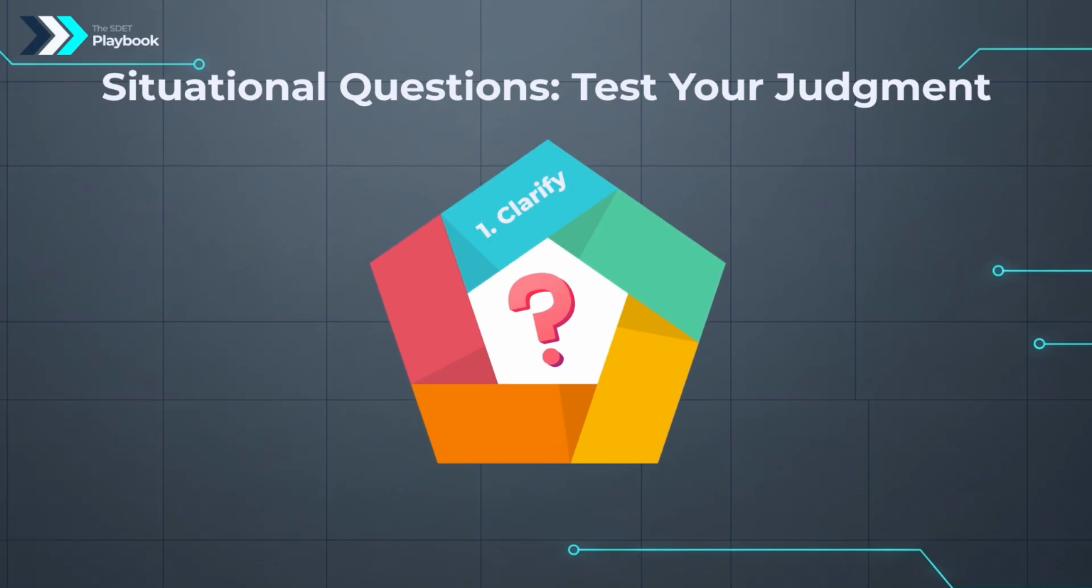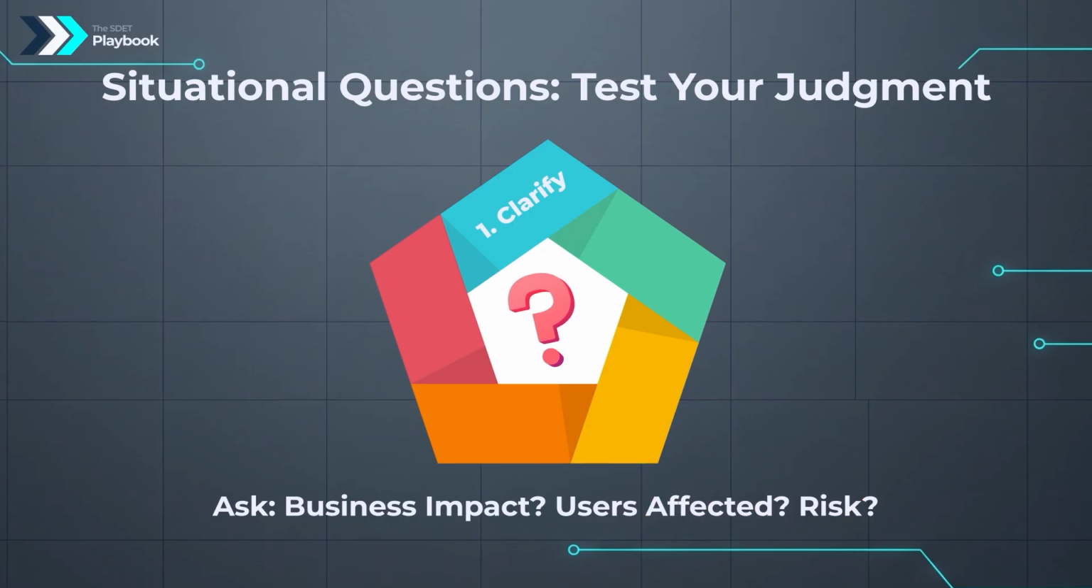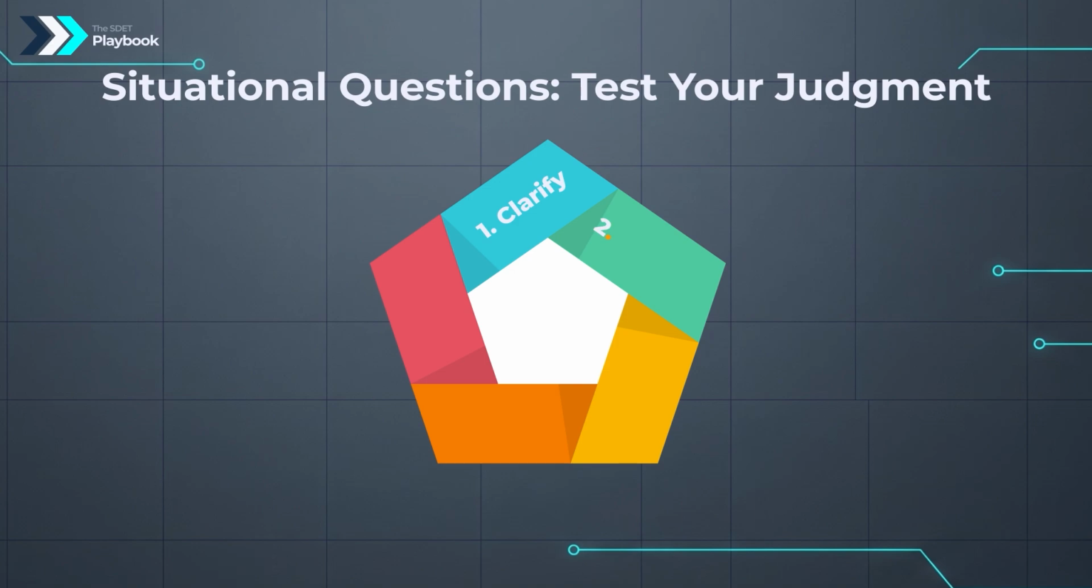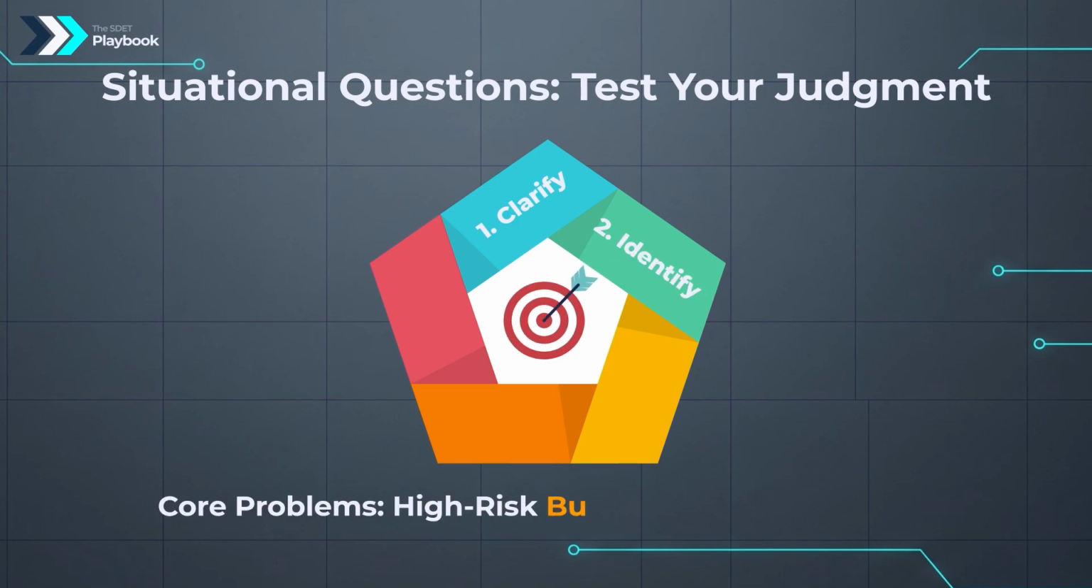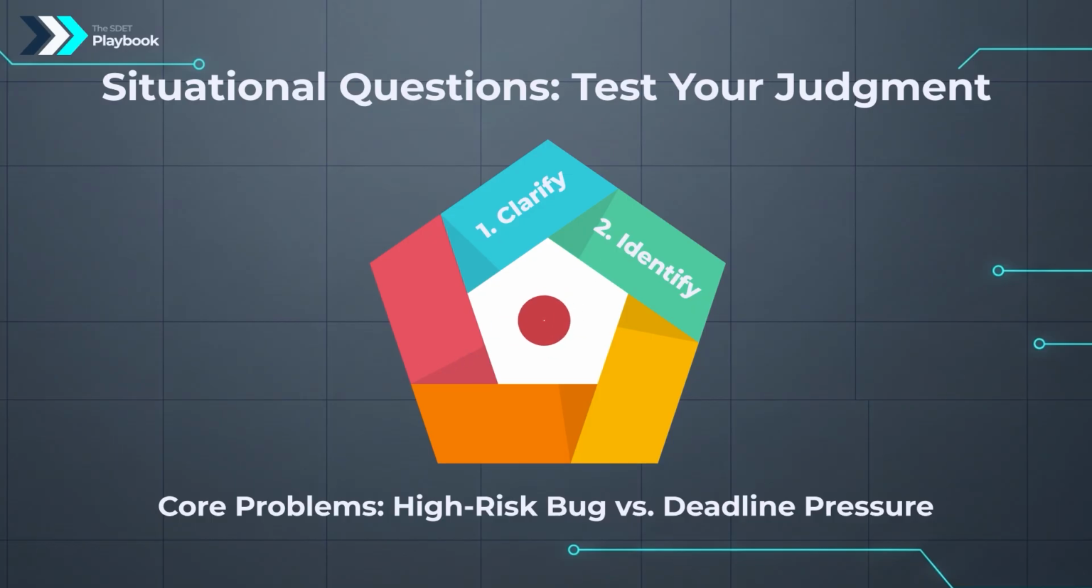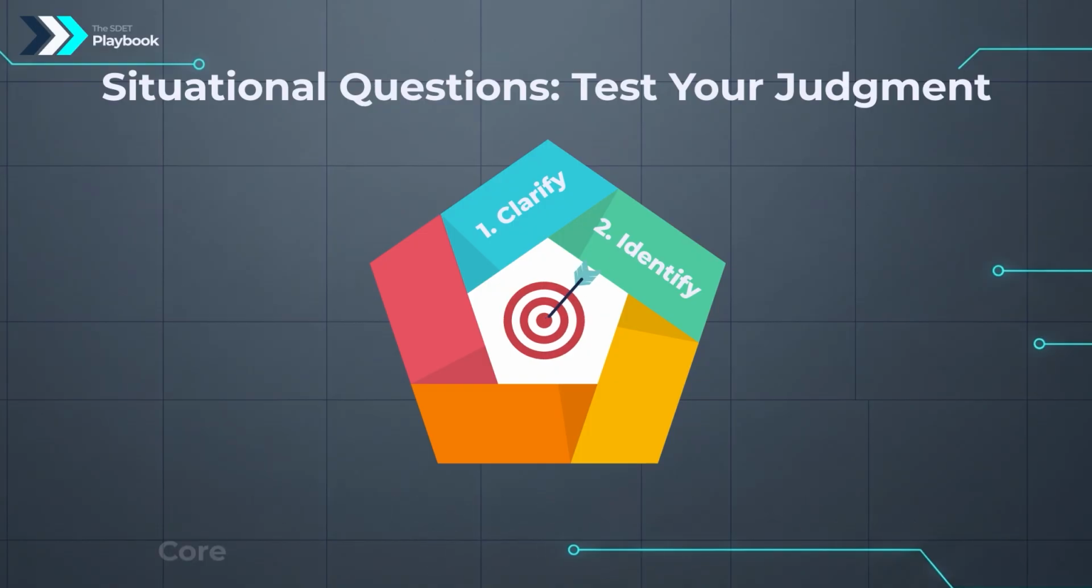Step 1. Clarify. You never jump to an answer. You gather data. My first step would be to clarify the business impact. How many users would this bug affect? What's the exact risk to data or revenue? Step 2. Identify core problems. State the issues clearly. Okay, so we have 2 core problems: a high-risk bug that threatens the user experience and a release deadline that is critical for the business.